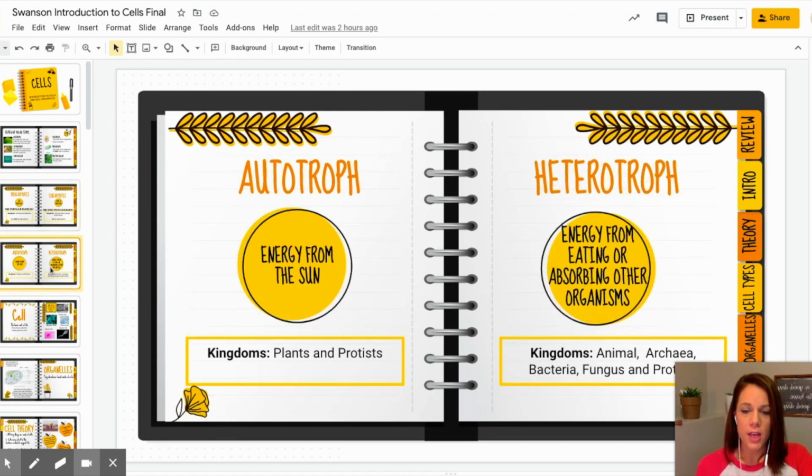Moving right along here. An autotroph, again, gets its energy from the sun, so plants, and there are a couple types of protists that do this.